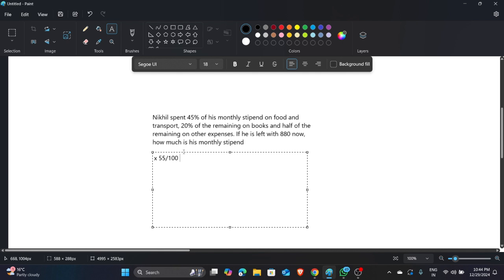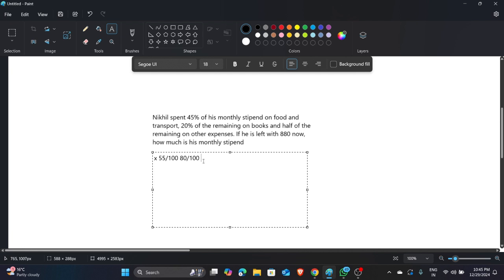Now, 20% of the remaining on books and half of the remaining on other expenses. Now this remaining income is in this equation. The 20% from the remaining, so how much is he left with for the other things? The 80% he left, remaining, because 20% he spends on books. So the remaining, and half of the remaining on other expenses.